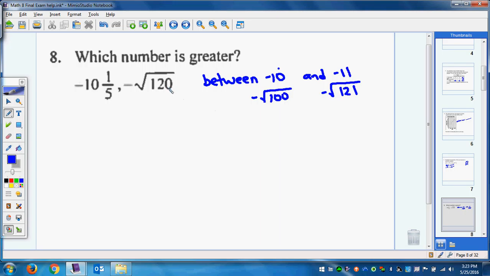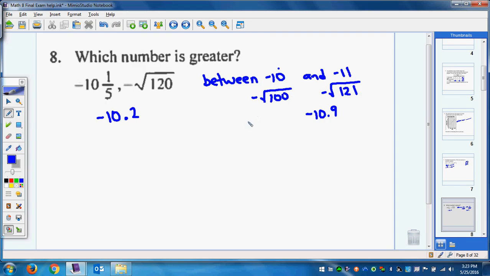Now think about this here. The negative square root of 120 is really close to the 121. So maybe this is really like maybe negative 10.9. And this negative 10 and 1/5, 1/5 can be changed into a decimal. That's really negative 10.2, and you're trying to come up with the number that is greater.